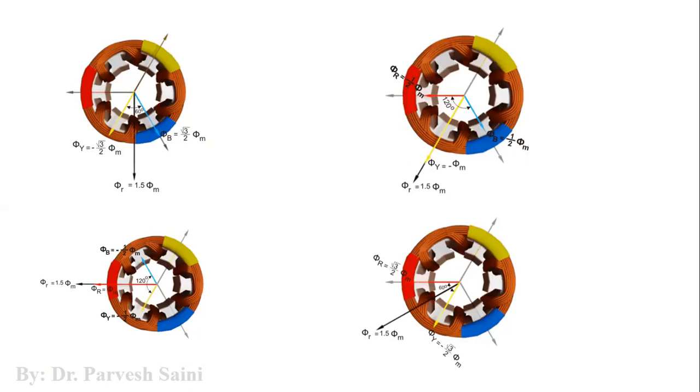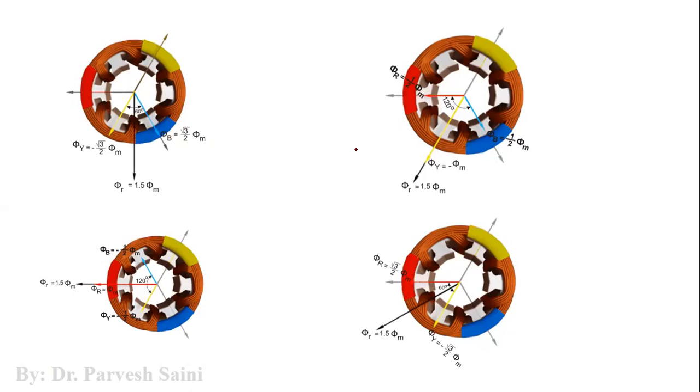So this shows that we have a flux which is produced by a three-phase stator winding in a three-phase induction motor, which rotates at a particular speed. Now this speed is basically known as synchronous speed. We will discuss this in our next lecture, though this speed has a certain mathematical expression also.